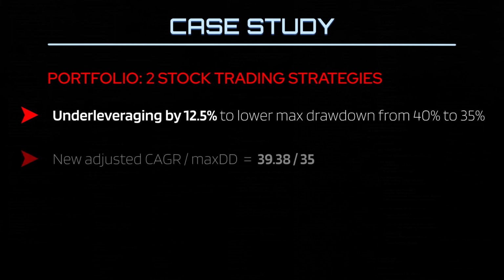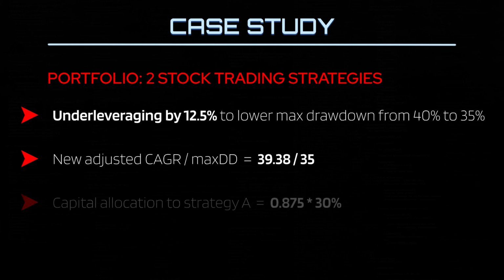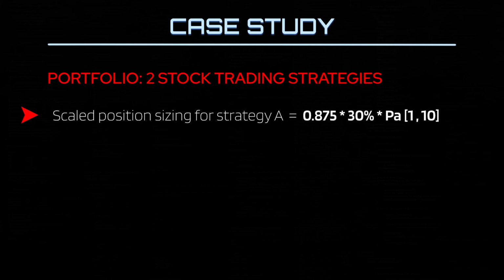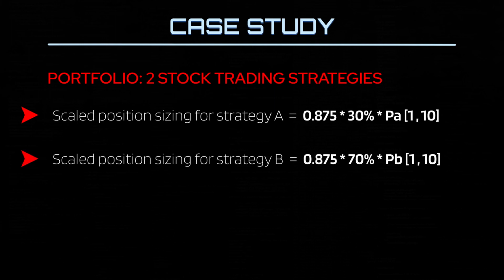Our portfolio's final risk-adjusted ratio therefore becomes 39.38/35, meaning that we can expect to make an average return of about 39% while putting 35% at risk of our high watermark capital. Consequently, the capital allocation in strategy A becomes 0.875 in order to reflect the 12.5% discount, times 30%, our initial weighting, and 0.875 times 70% in strategy B, and our cash allocation logically becomes the difference to 100% or 12.5%. Likewise, each position in strategy A is scaled accordingly and becomes 0.875 times 30% times PA 1 through 10, while each position in strategy B becomes 0.875 times 70% times PB 1 through 10.